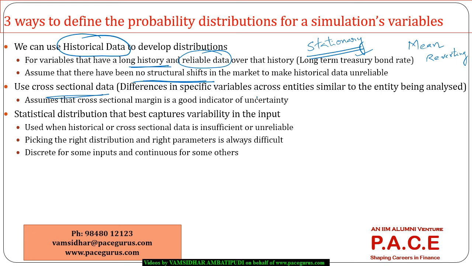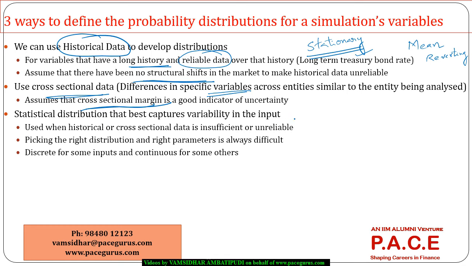Otherwise, we are using the cross-sectional data. If we don't want to use the historical data of that same entity, we can take the cross-sectional data, wherein the differences of the specific variables across all the entities is what we are using as an input into the model. So what we are simply assuming here is all the competitors' data that I am using is a good indicator of the uncertainty for my particular variable.